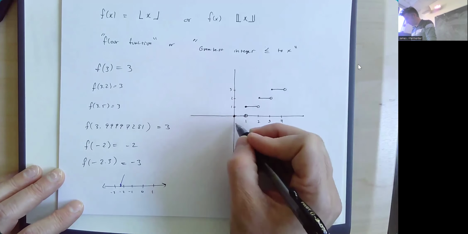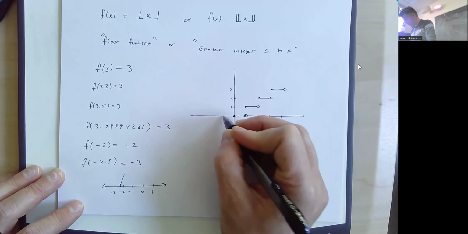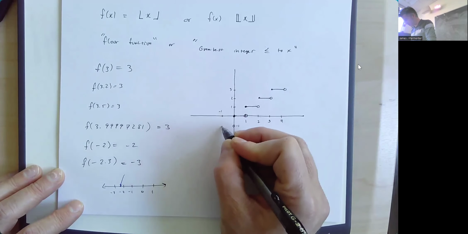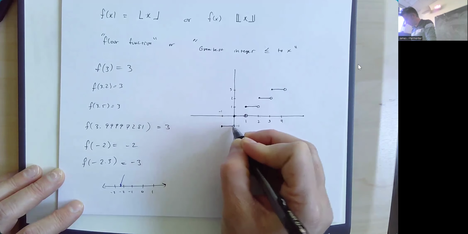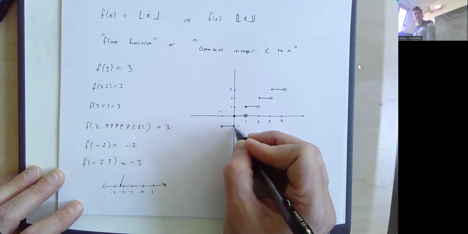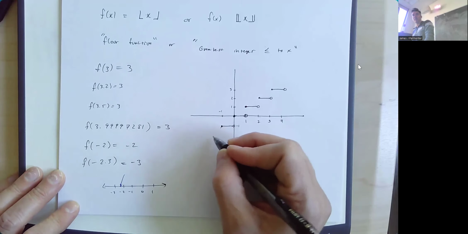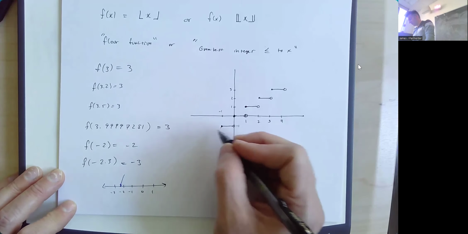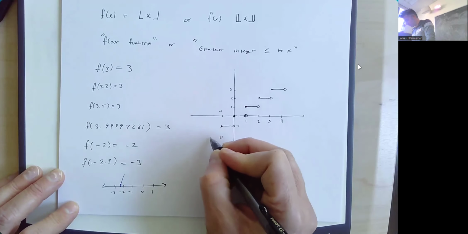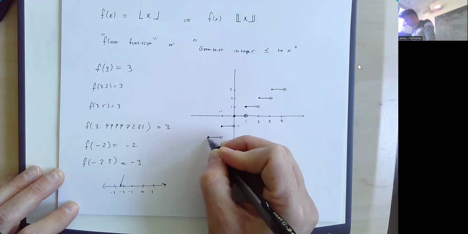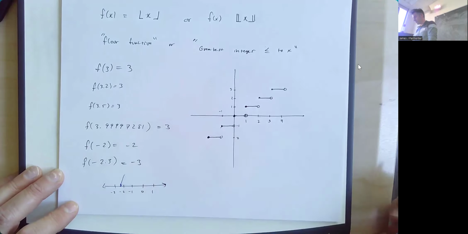Same to the left. Between x equal to -1 and x equal to 0, the biggest integer less than or equal to numbers between -1 and 0 is -1. So the y value is -1, and so on and so on. So this is the floor function.